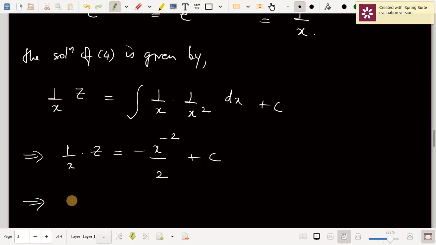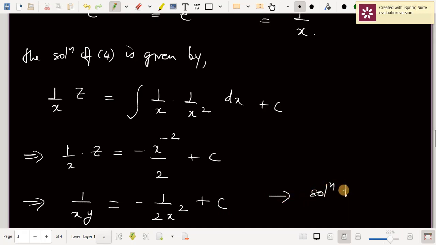And here I can now replace my z by, the value of z is equal to 1 by y, so this becomes 1 by xy is equal to minus 1 by 2x square plus c, and that's the solution to 1. So this is one example.